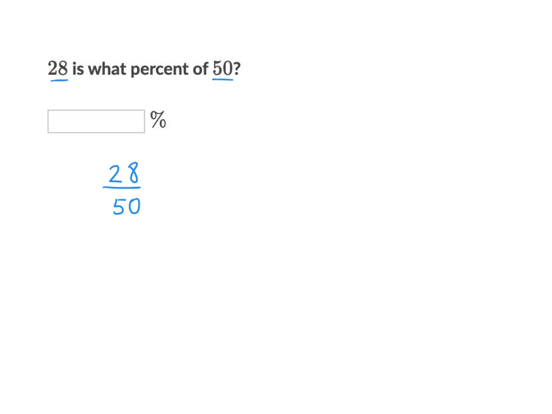Or could you just multiply? Just by 2? Exactly. We want to get to percent, and we know percent is 100. So if we wanted to get this to 100, 56 out of 100, we could just multiply to get 56 out of 100. And then once we know it's out of 100, we have our percent. 56%.